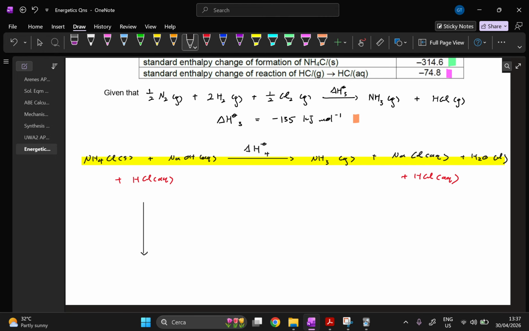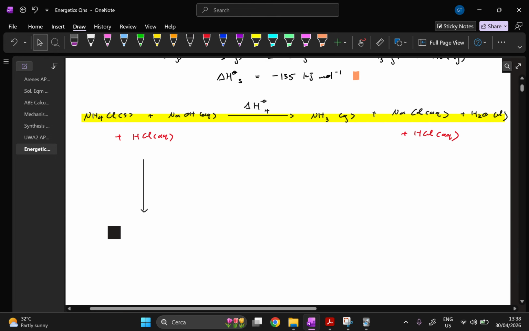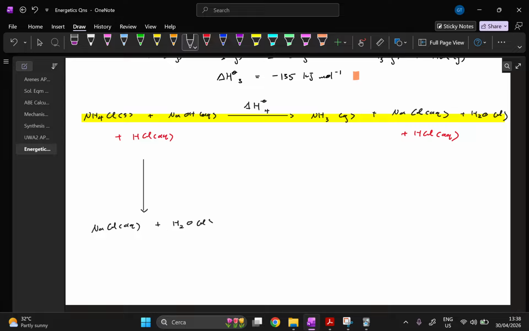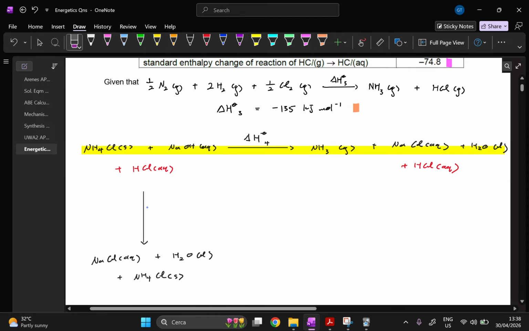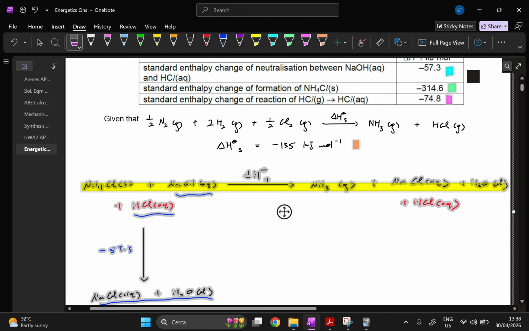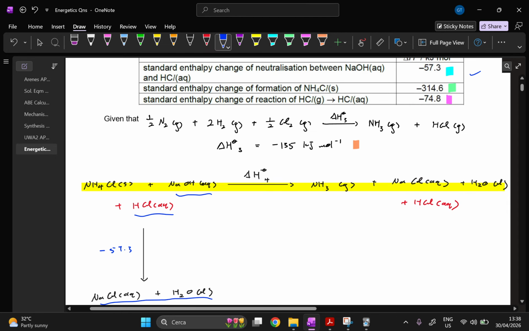NaOH and HCl undergo neutralization, right? So they are going to form NaCl aqueous, remember your state symbols, plus H2O liquid. And just remember as well, anything that does not react, you just copy over. So the NH4Cl is unchanged, just copy over along with the state symbol. And this is minus 57.3. So this one and this one has undergone neutralization to form this. Let's just give a tick. We have used this piece of information.